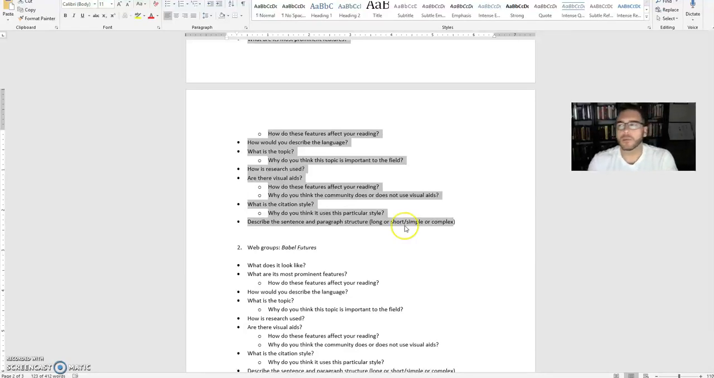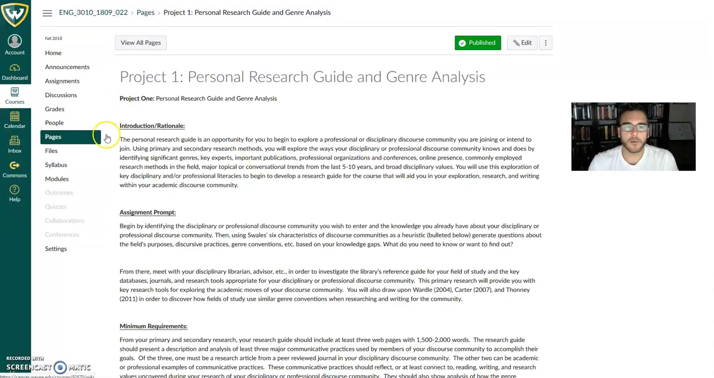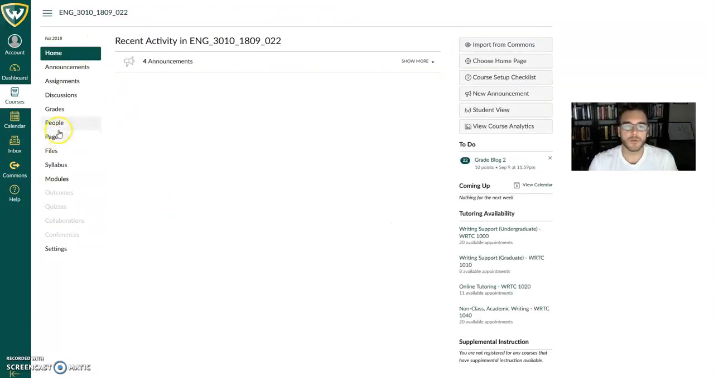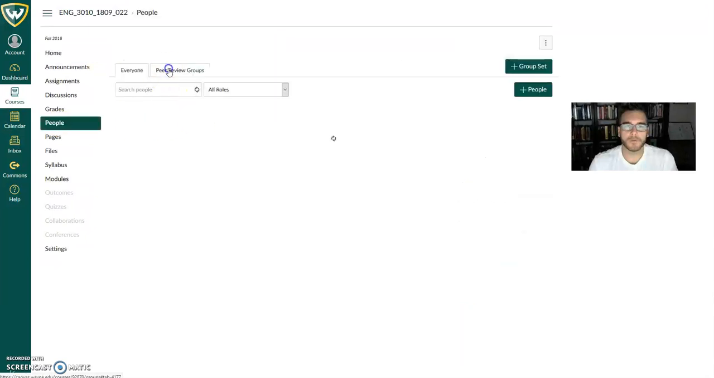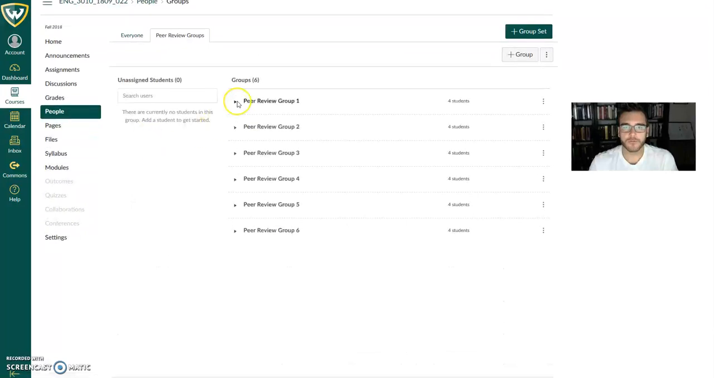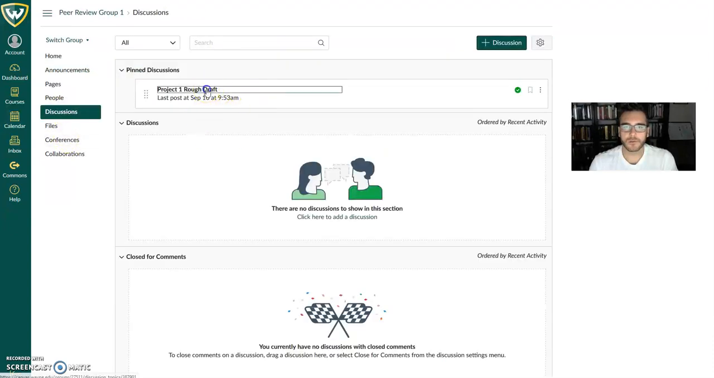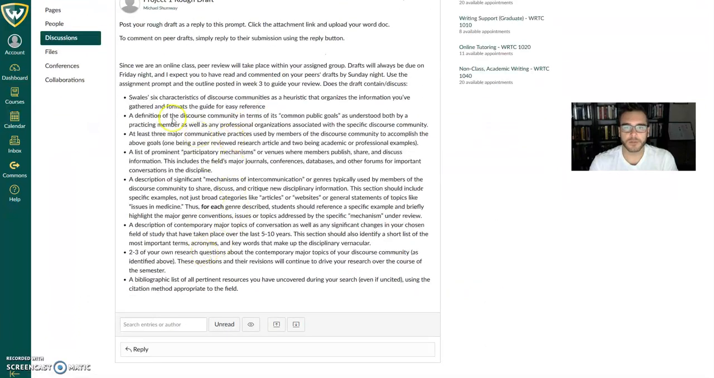All right, guys, so the last thing that I want to take you to is just how to navigate to your peer review group. So what you'll do is you'll come here, you'll go to people, go to peer review groups, you'll find whatever group you're in, you'll click this, go to the group homepage, discussions, and then you'll see your rough draft here. And so you'll follow these rules.